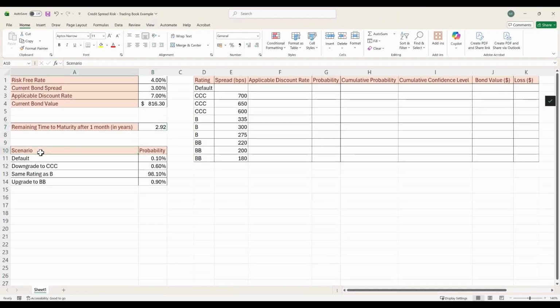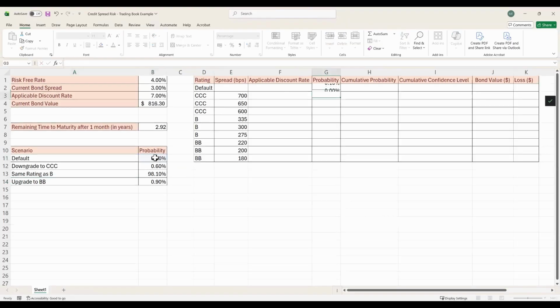Now, these are the scenarios which are given to us. This is the worst case scenario, 0.1% probability of default. Then the second worst scenario, 0.6% probability of downgrade to CCC, then 98.1% for B and 0.9% for upgrade to double B. Now, even under these scenarios, we have certain sub scenarios. So, for example, for default, there is no sub scenario.